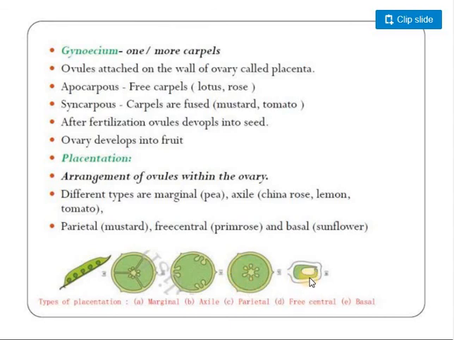The last one is called basal placentation. This is seen in the Compositae family. In the sunflower family we see basal placentation. Here, the placenta is located at the base of the ovary. The placenta is attached at the base of the ovary. This is called basal placentation.